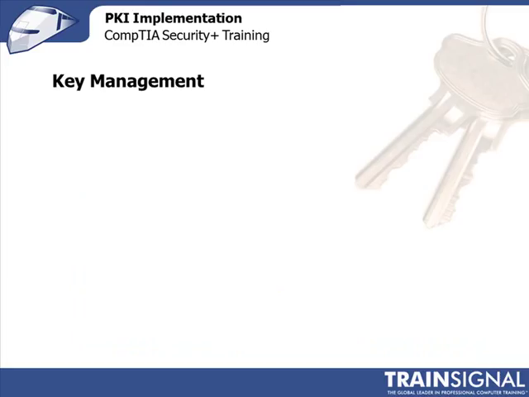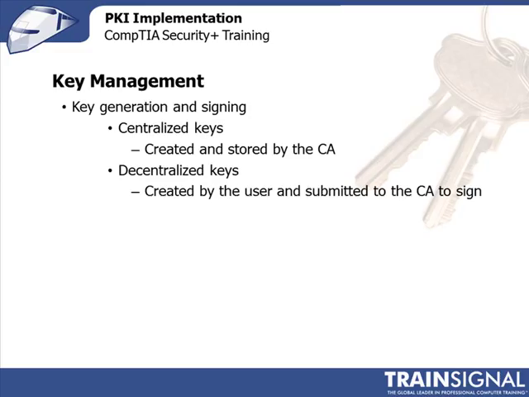Next topic is some implementation considerations for key management. Key management needs to be incorporated into the security policy if you're going to set up your own certificate authorities. One thing to think about is key generation and signing. There can be centralized key generation where the keys are created and stored by the CA. This offers the ease of centralized management and the ability to back up keys. But backing up keys can be a security vulnerability in and of itself if it's not done securely.